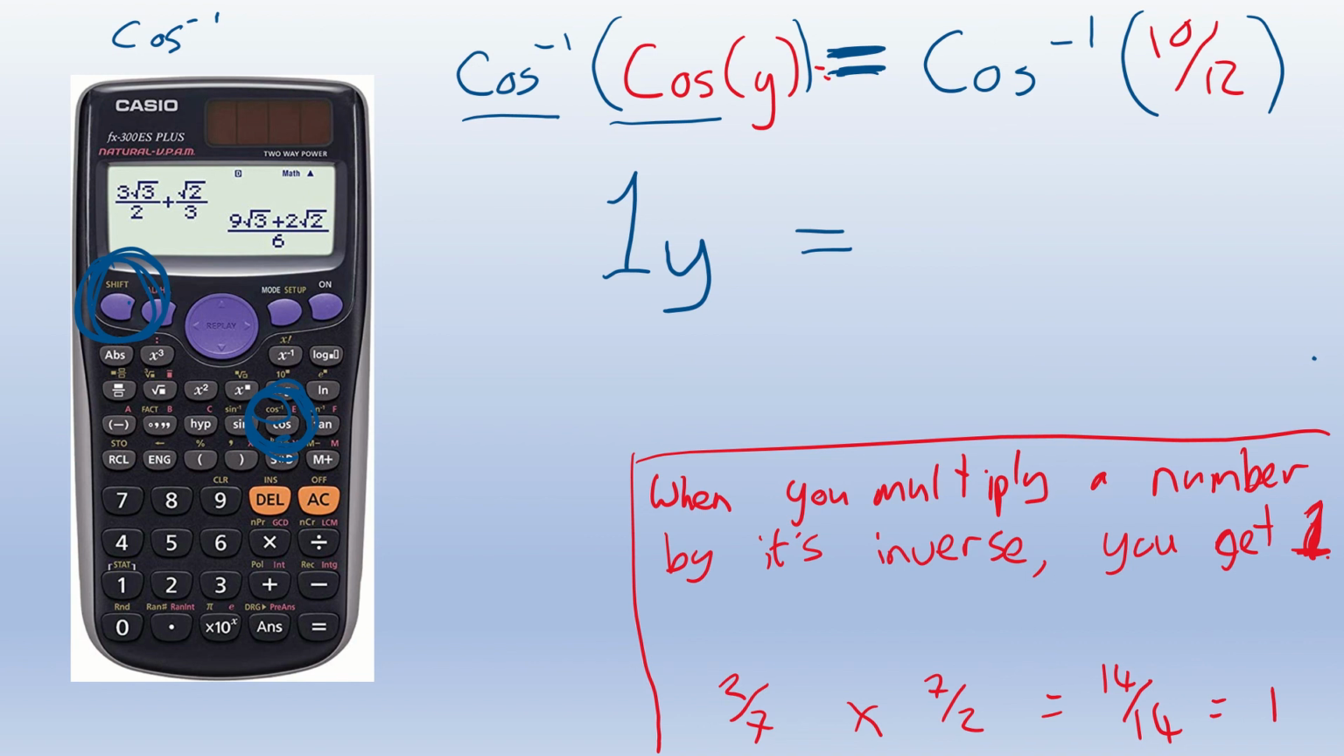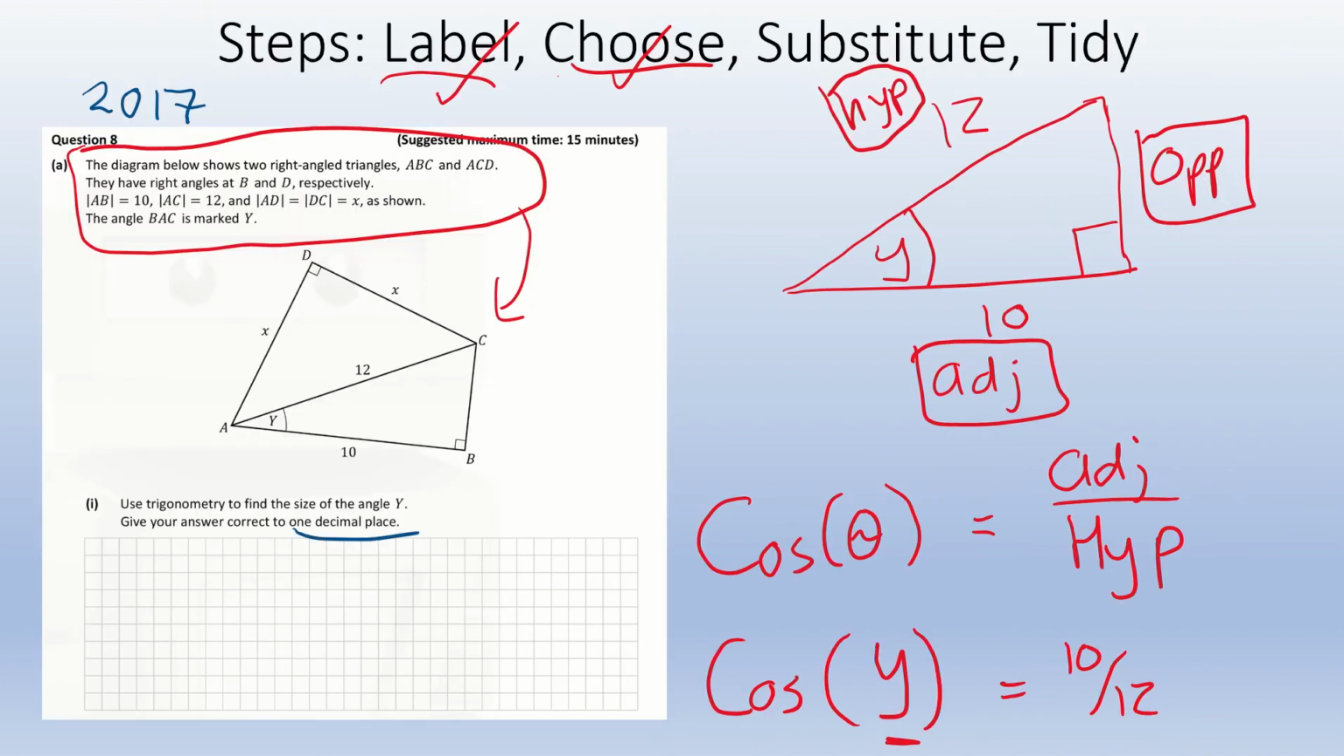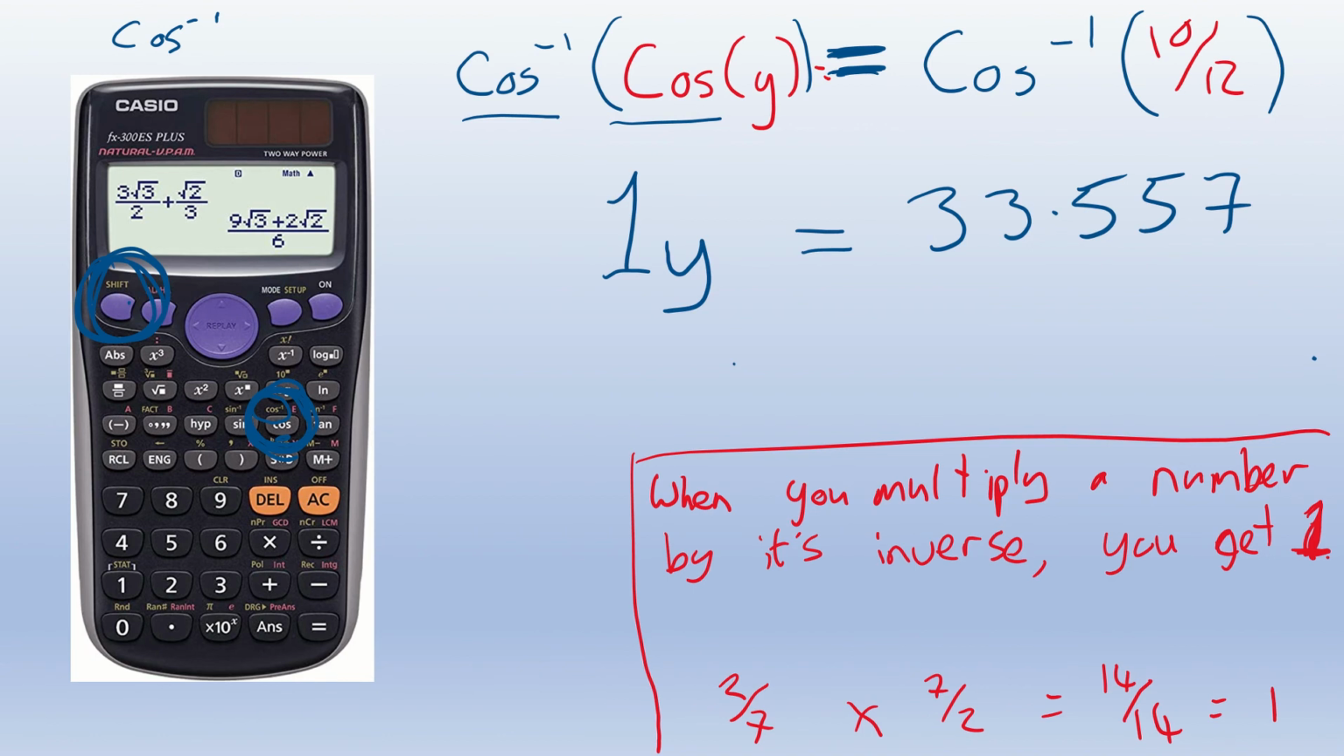That's where the button on your calculator comes into play. So you're going to press shift cos to get the cos -1 little sign, and then in your brackets you're going to put 10 over 12. And when you put that into your calculator, you should get 33.557. Now in your question it asked you to 1 decimal place. So to 1 decimal place, y is equal to 33.6 degrees.